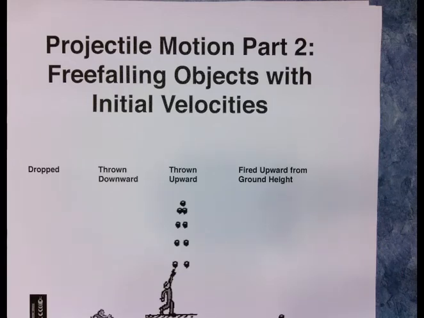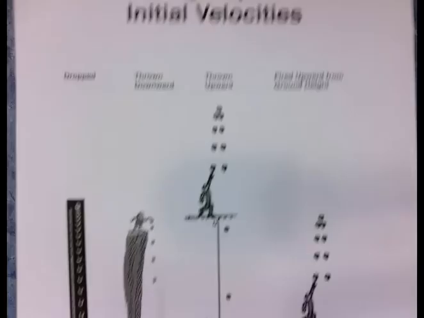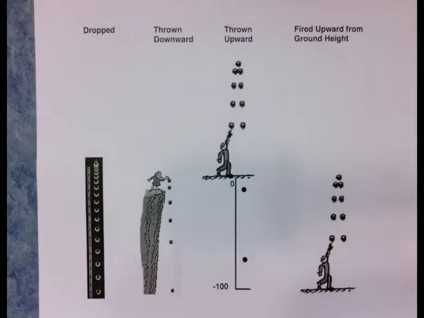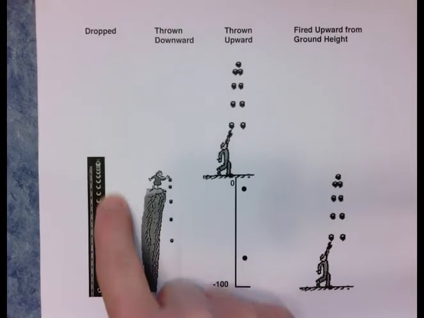In our last screencast, we learned how free-falling objects behave. In this screencast, we are going to consider more cases of free fall. We'll begin with a review of objects that are dropped.